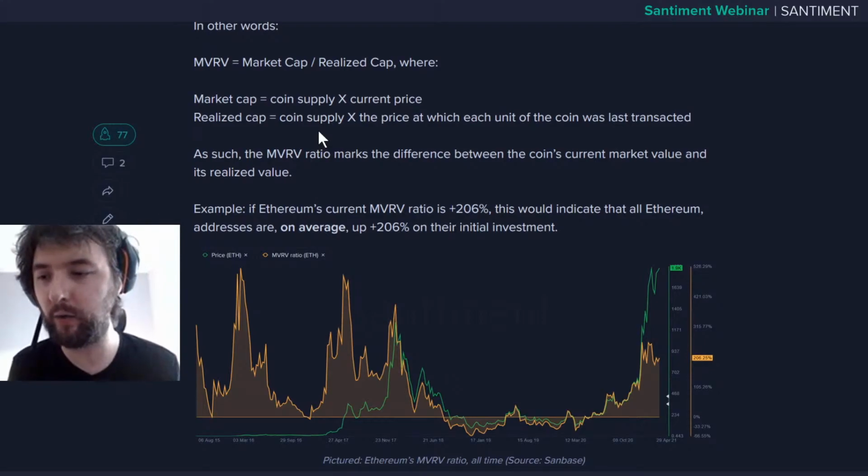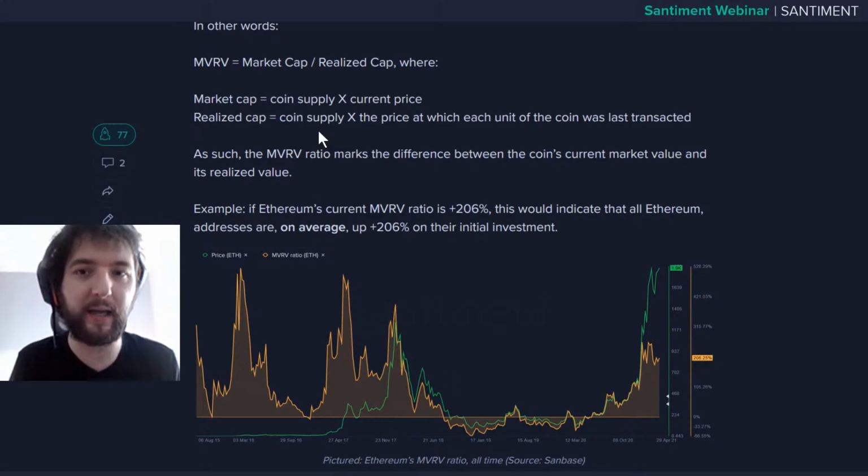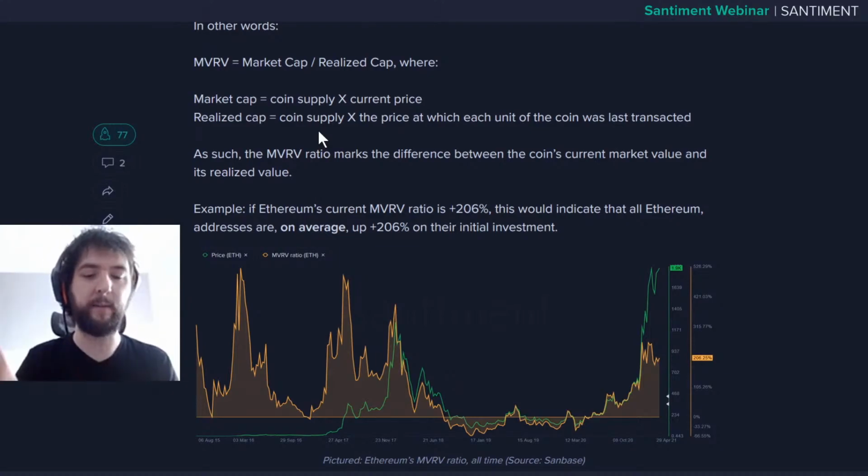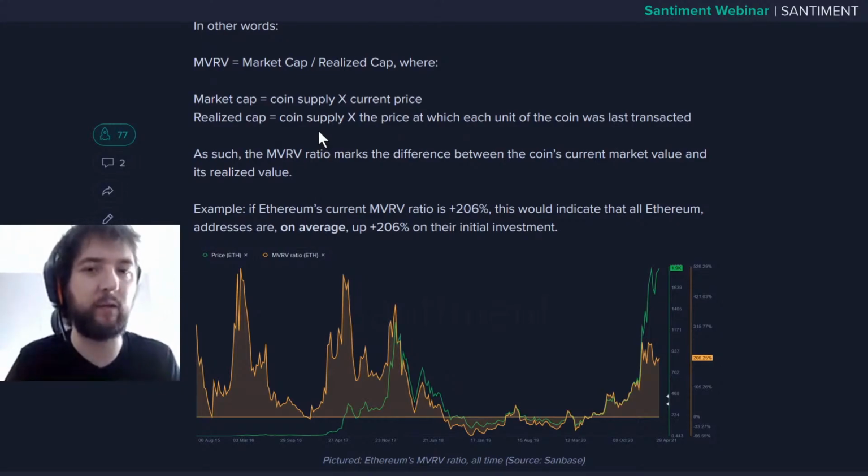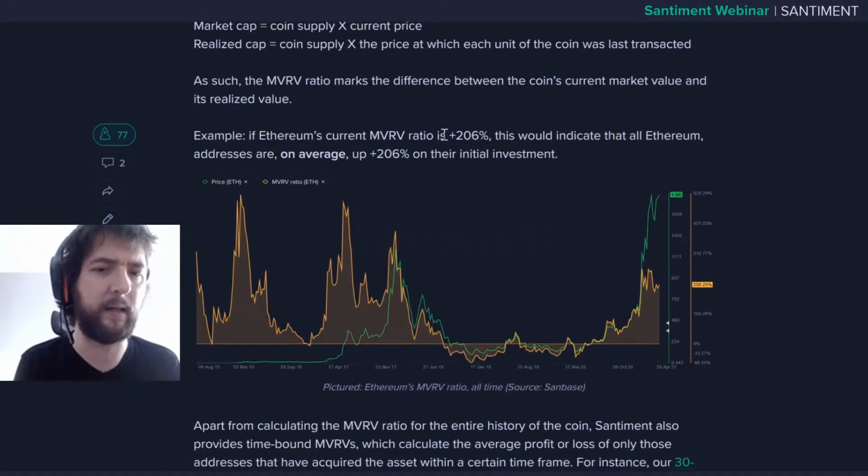The way that you can think about realized cap is essentially as the total acquisition cost of a particular coin, right? So you divide the total value for a specific coin by the total amount of money that has been spent to acquire that coin. And what you get is the difference between the market cap and the realized cap. And as a result, you get a number like plus 206% or minus 15%.